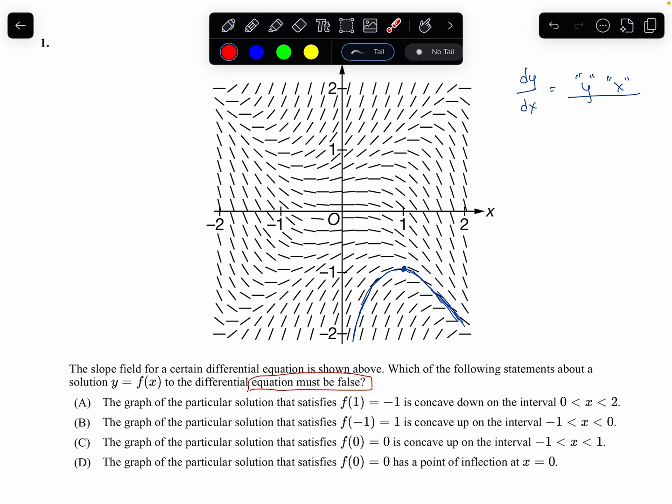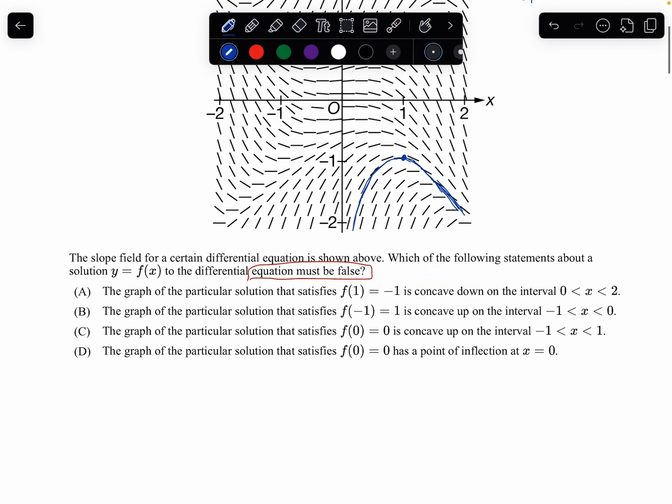So let's say that this was the particular solution. All of these curves are infinitely many solutions, but let's say that we have a point on the curve that gives us a particular solution. Is this curve concave down on the interval from 0 to 2? And it sure looks like that to me. So I'm going to say that this is a true statement. I think that this is true.